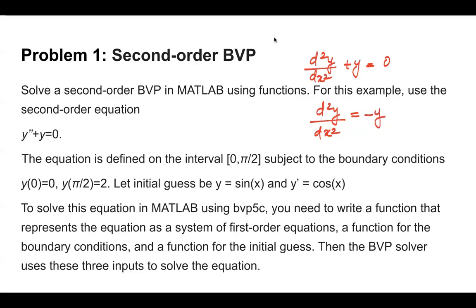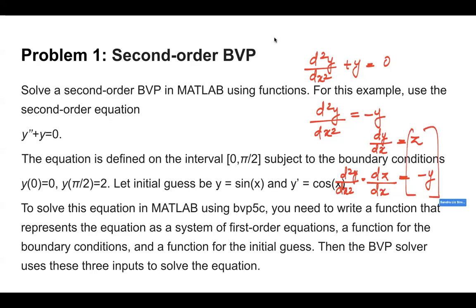If you're writing it as a first order system, how will the first variable be? I don't know what variable to use for writing the code, so let me just write it as z. dy by dx, I am calling a new variable z. And dz by dx will be equal to minus y. dz by dx means d square y by dx square. So these will be my two functions.